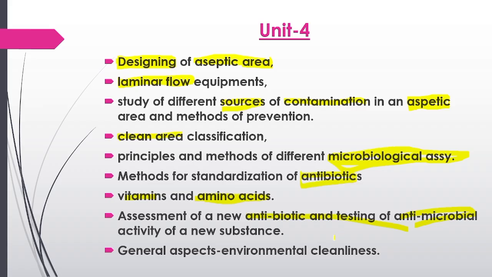Okay, next, the last topic in the fourth unit is what are the general aspects in the environmental cleanliness. Okay, and how to identify the antimicrobial activity. The antimicrobial activity is mostly identified by using the molecular test, minimum inhibitory concentration, and antibacterial susceptibility test, along with the bioluminescence assay exam. Okay, this is about how to identify the antibacterial activity.